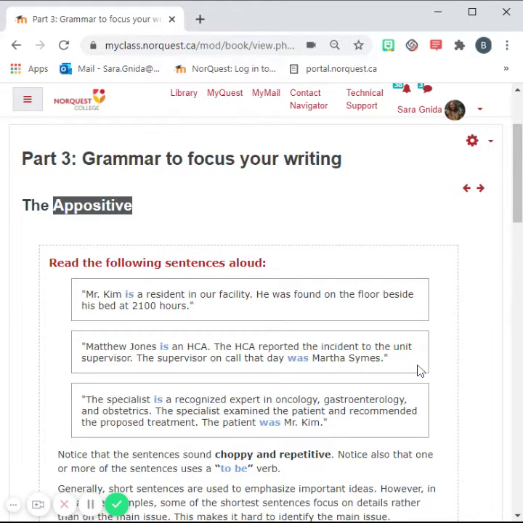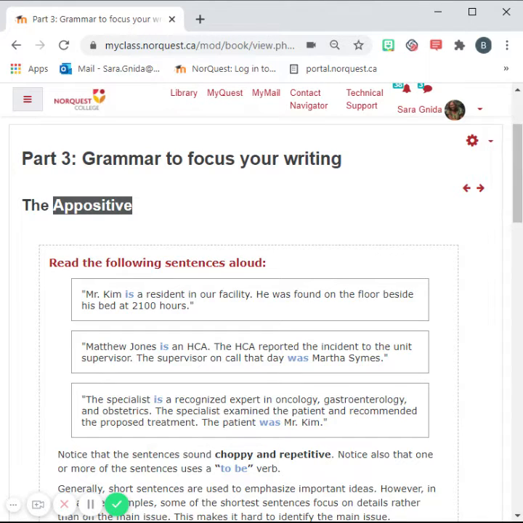Matthew Jones is an HCA. The HCA reported the incident to the unit supervisor. The supervisor on call that day was Martha Symes. Number 3, the specialist is a recognized expert in oncology, gastroenterology, and obstetrics. The specialist examined the patient and recommended the proposed treatment. The patient was Mr. Kim.